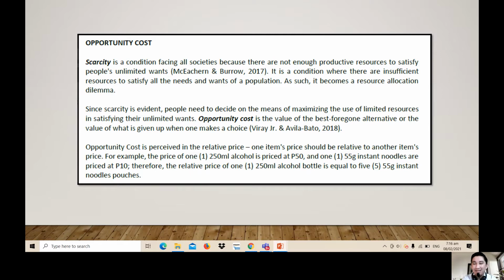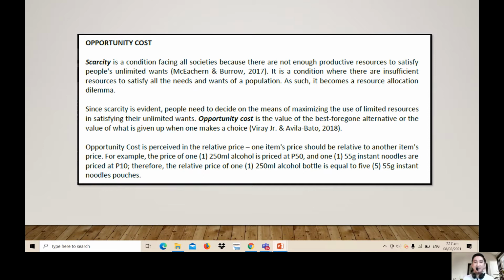For example, para maintindihan natin yung concept ng opportunity cost, one 250 ml alcohol is priced at 50 pesos. And the other one, 55 grams of instant noodles, is priced at 10. Therefore, the relative price of one 250 ml alcohol bottle is equal to 5 pouches of 55 grams instant noodles. So that's the relative price.